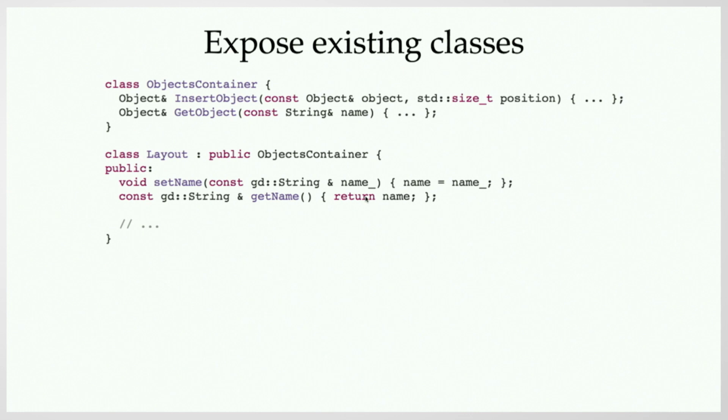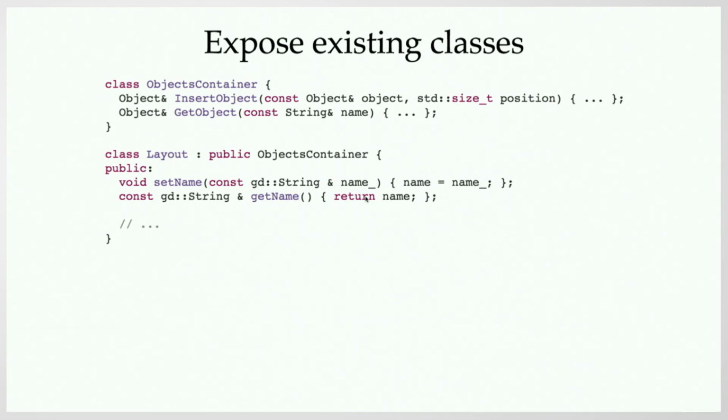And the second one is actually a layout. So that's a scene that you see on the game containing the objects and linking the events and the objects. And here you can, for example, set the name and get the name of the scene. And it's inheriting the objects container, so the scene, the layout, will be able to also have a list of objects. So that's the C++ code that I had.